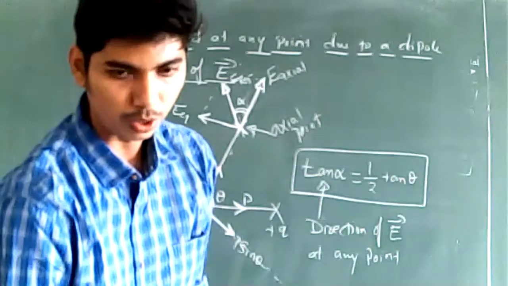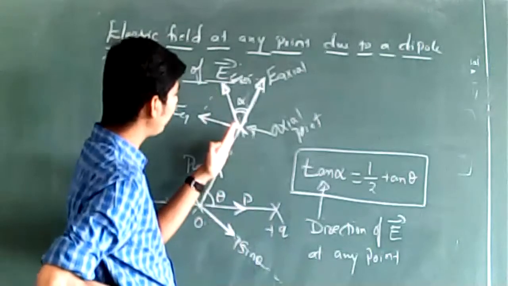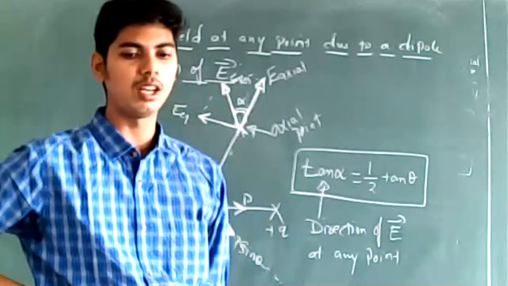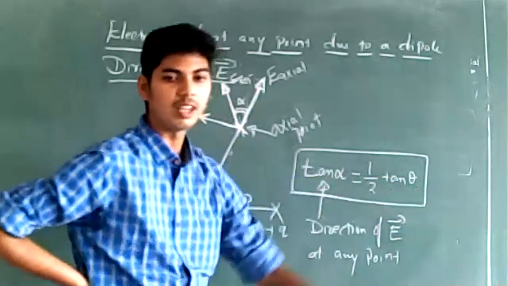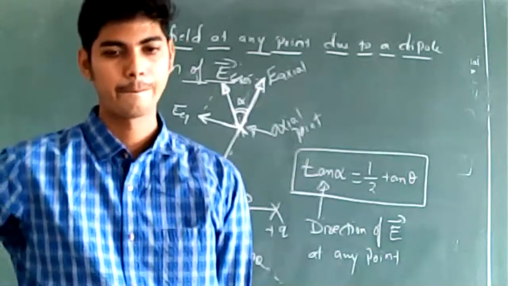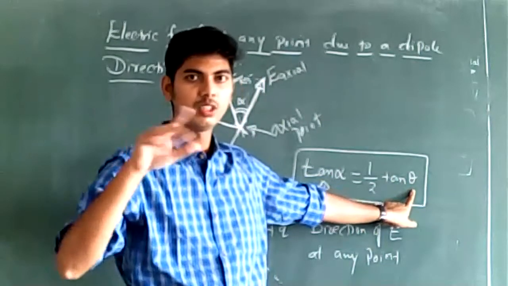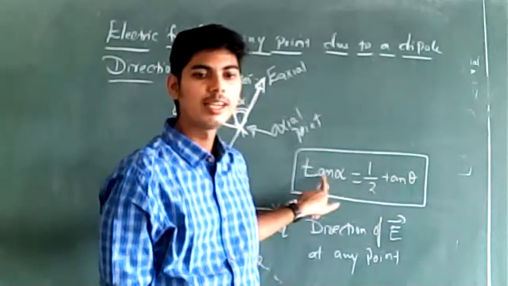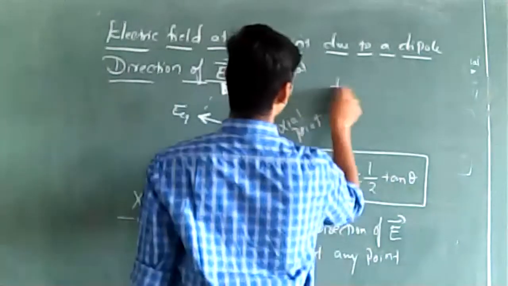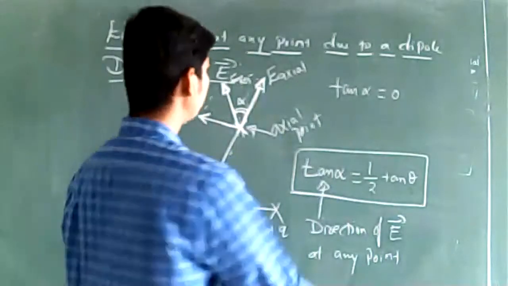Think about this a little. What is theta if the point actually lies on the axial line of the dipole? Theta is 0. Tan 0 is 0, so tan alpha is 0, which means alpha is 0.